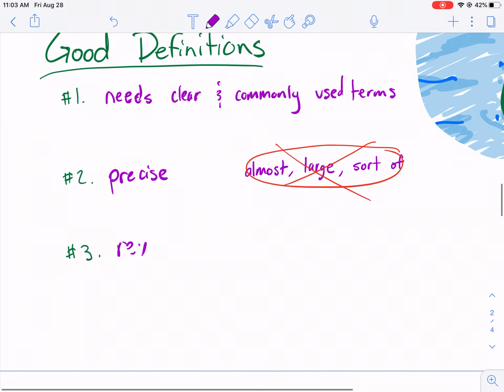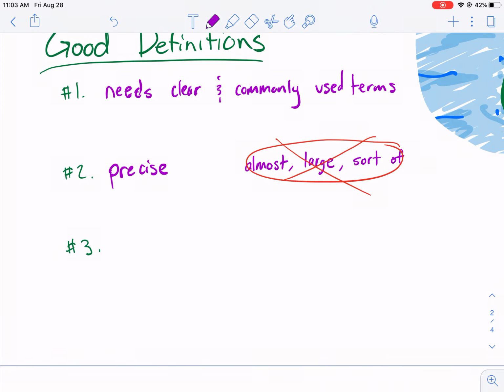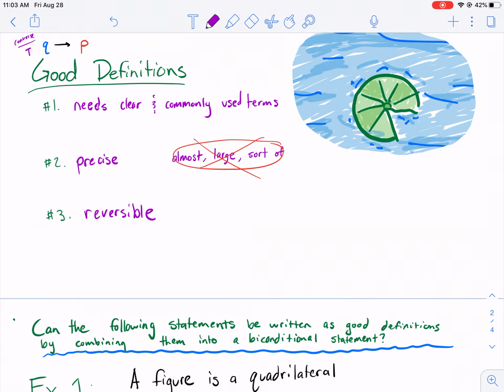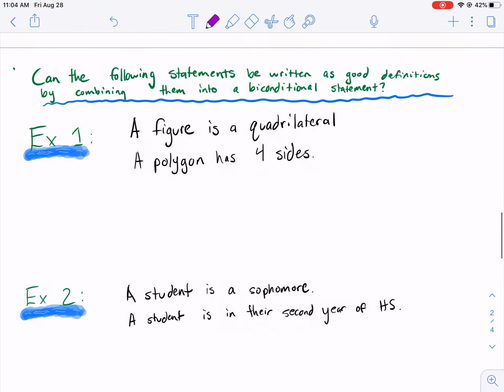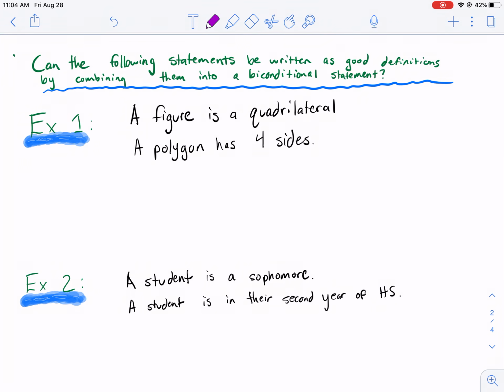And that's what we're talking about: you need to be able to have a conditional with its converse. Both need to be true. It needs to be reversible. Let's go over some examples just so we can solidify this concept. Can the following statements be written as good definitions by combining them into a biconditional statement?